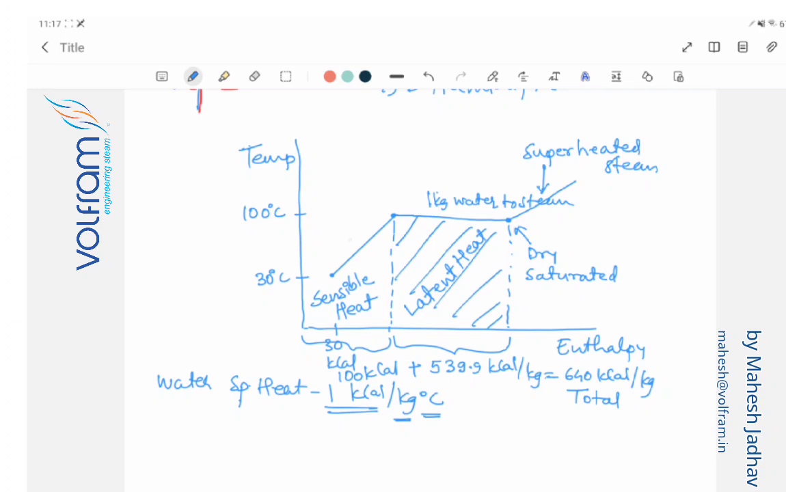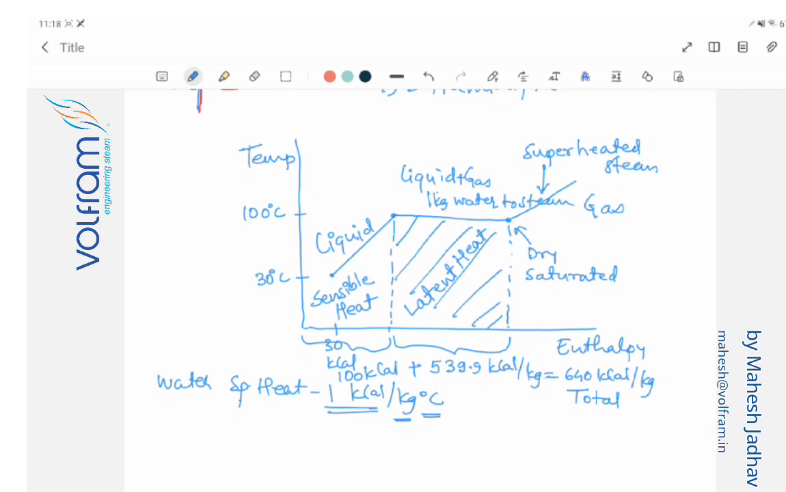Now this is the liquid phase. This is liquid plus gas mixed, moisture. This is purely gas. Clear? Now understand, we have gone from liquid to gas. When it is coming back from gas to liquid, it will follow the same curve, the same path.